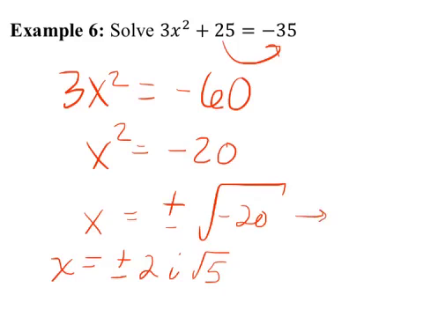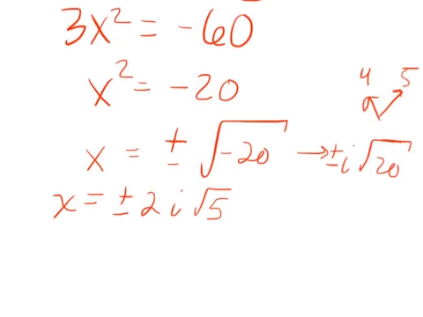So you notice that this became i root 20 with a plus or minus. And root 20 is really breaking up into 4 and 5. The 4 perfect square comes out as a 2. Okay, so this becomes a 2, leaving behind the root 5. So your solution set here is plus or minus 2i root 5.